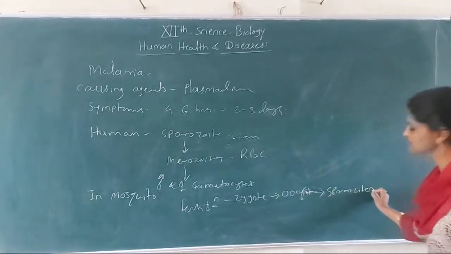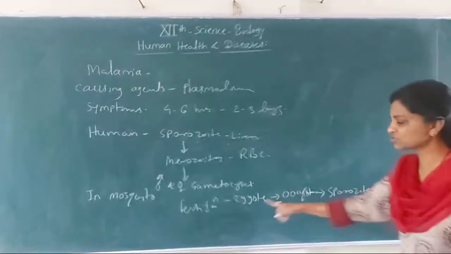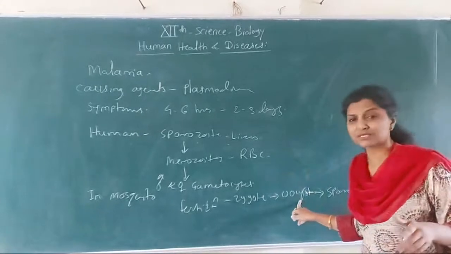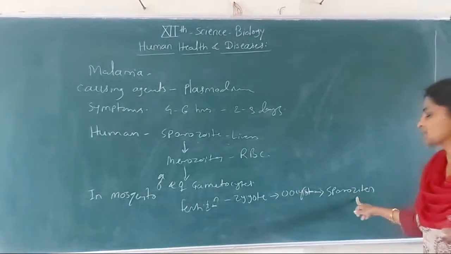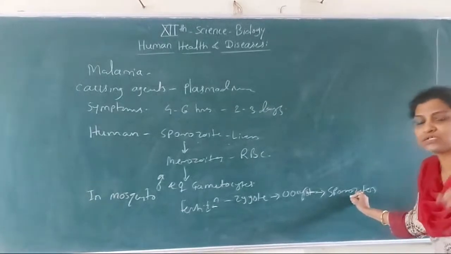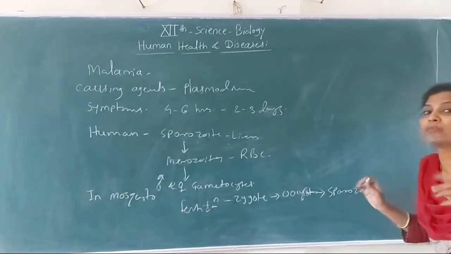Oocyst burst, हे फुटणारे oocyst. कोणापासून तयार झाले ते? झायगोट पासून. ते एनलार्ज होते, डेव्हलप होते. कशामध्ये? oocyst मध्ये. oocyst burst झाले की त्याच्यापासून काय तयार होईल? Sporozoites. The sporozoite carries toward the salivary gland of mosquito.